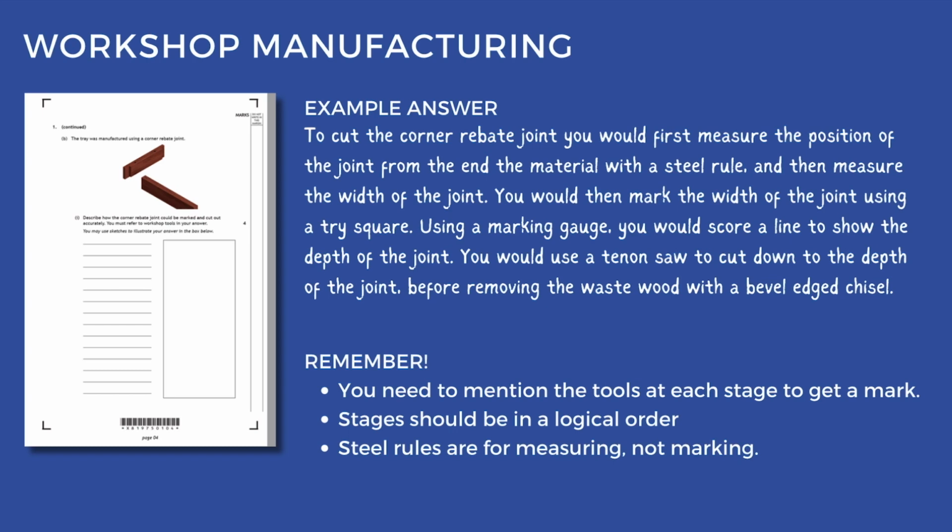Had one of those statements been wrong or incorrect, because it's a described question, they would have still been able to pick up the 4 marks. So for example, had they not mentioned the steel rule in the first sentence and not picked up a mark there, they would have still had enough to get the 4 marks. Remember, you do need to mention the tools at each stage to get a mark, and the stages really should be in a logical order. Steel rules again are for measuring and not marking.